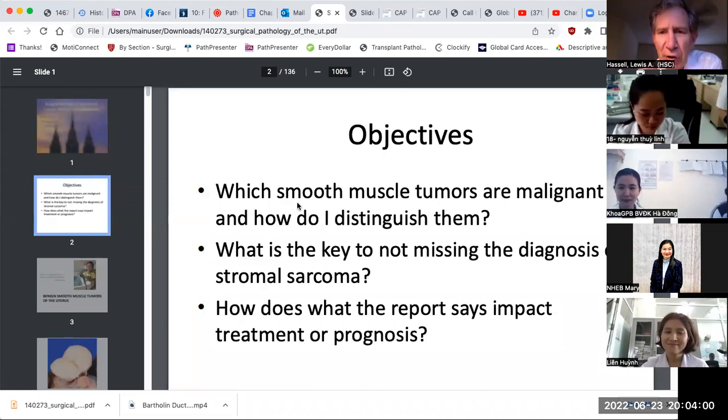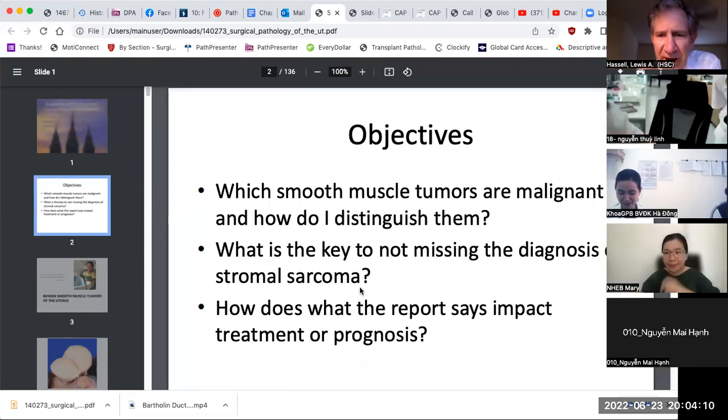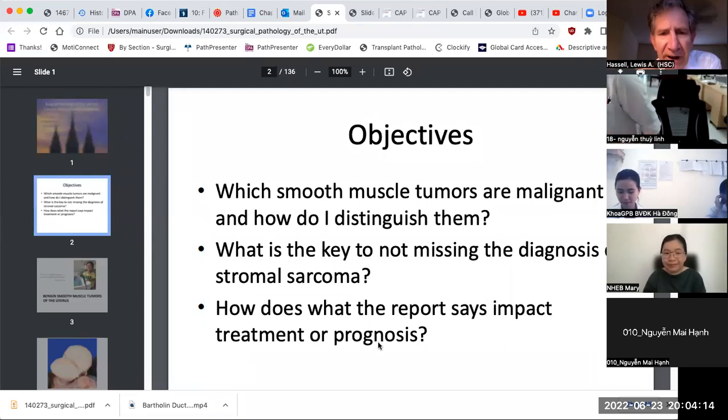But these are what we're trying to get at. Which smooth muscle tumors are malignant, and what are the key features we use to distinguish those? And the other topic of importance is understanding stromal sarcoma. And then finally, what we say on the report, being very careful with that so that we get the right impact and response from the clinical team.